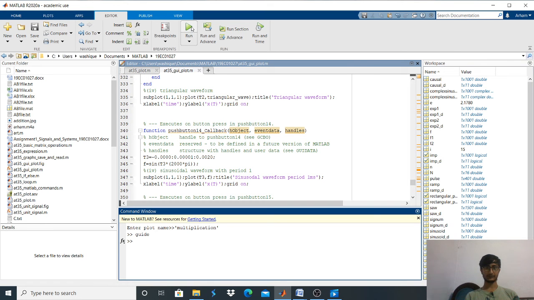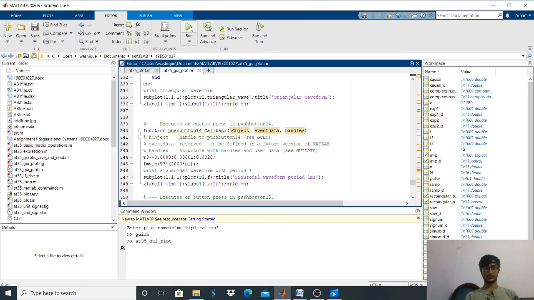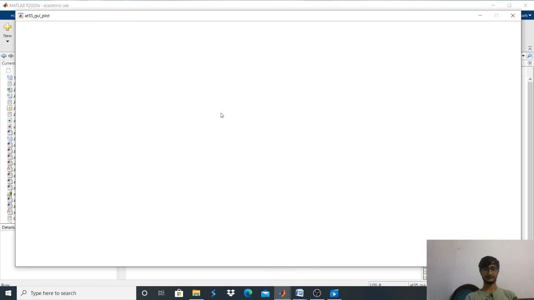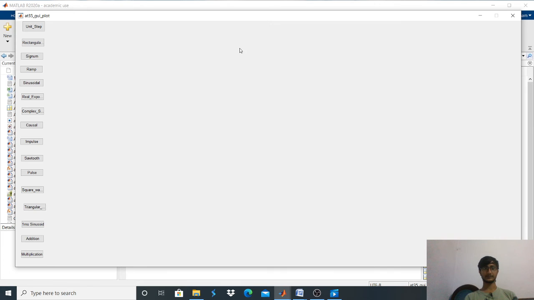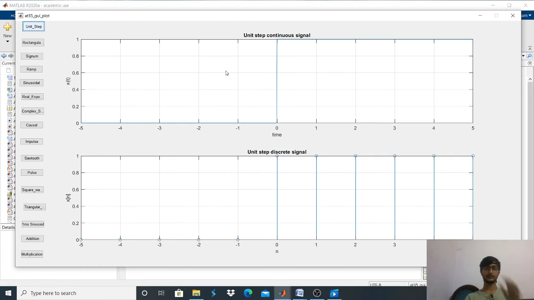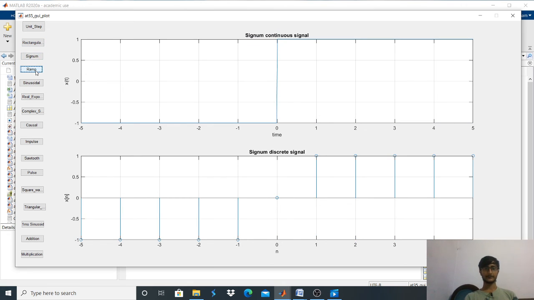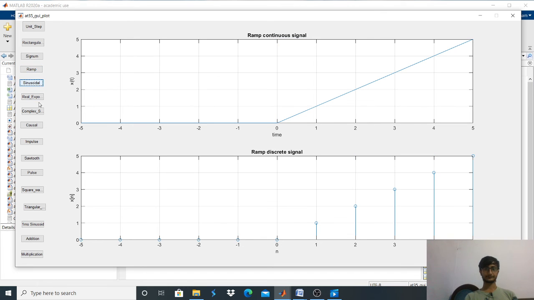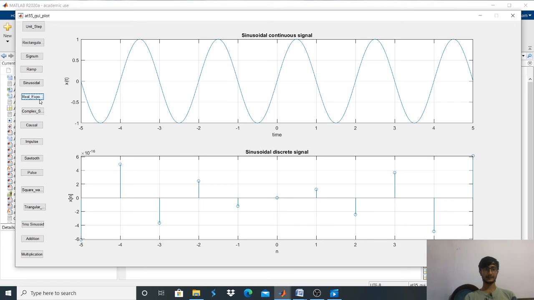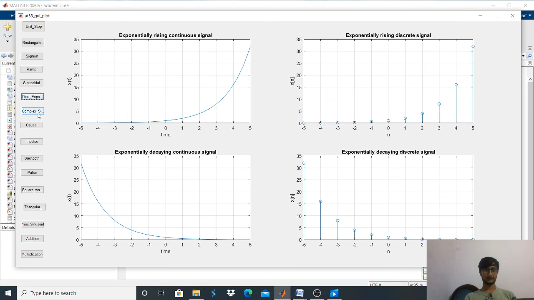So let us run this. After that we will get what is called the front end. This is the front end of it, where we can get any signal. I have asked the app to create the unit step function. This is the created unit step. Now rectangular pulse, signum, ramp, sinusoidal. It is coming. Real exponential, both decay and rising. So see, rising and decay. Complex sinusoidal.